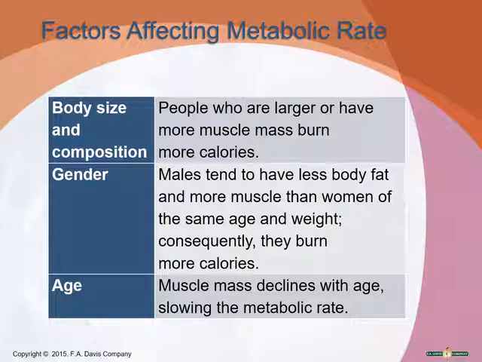Things that also can affect the metabolic rate are body size and composition. People who are larger or who have more muscle mass tend to burn more calories. Especially the larger ones, if you're exercising, you're going to burn more calories doing the same exercise than somebody who has less body mass. Men tend to have less body fat and more muscle than women of the same age and weight. So men tend to burn more calories, which also explains why men lose weight a lot easier. And then aging, as you age, your muscle mass declines, which is going to slow your metabolic rate down.